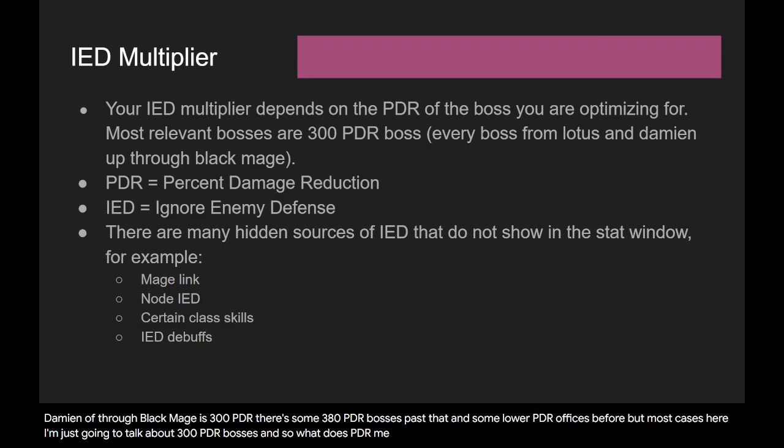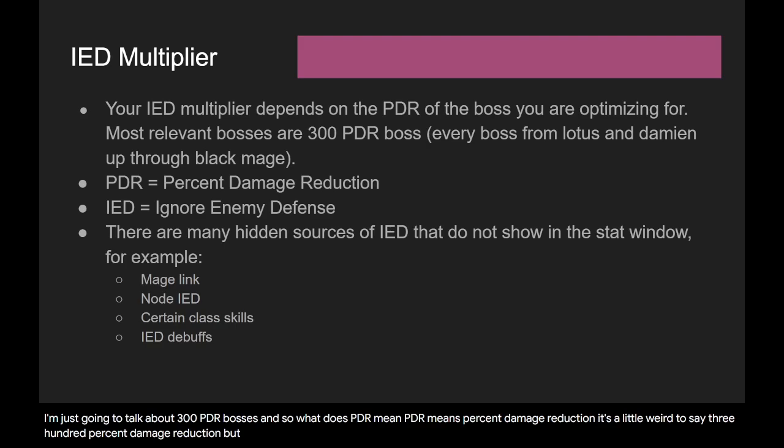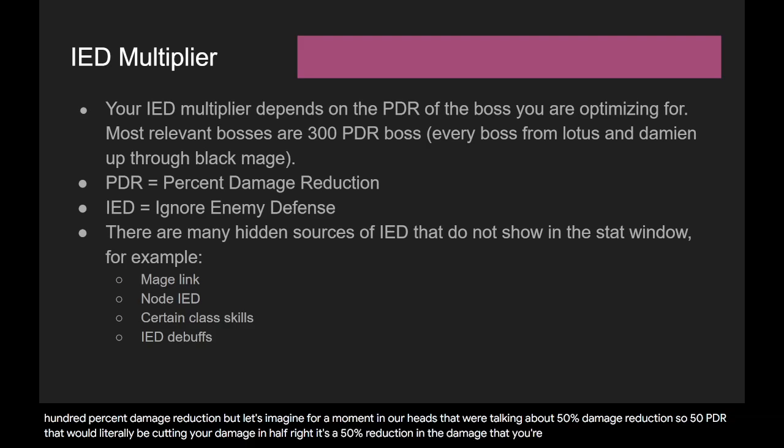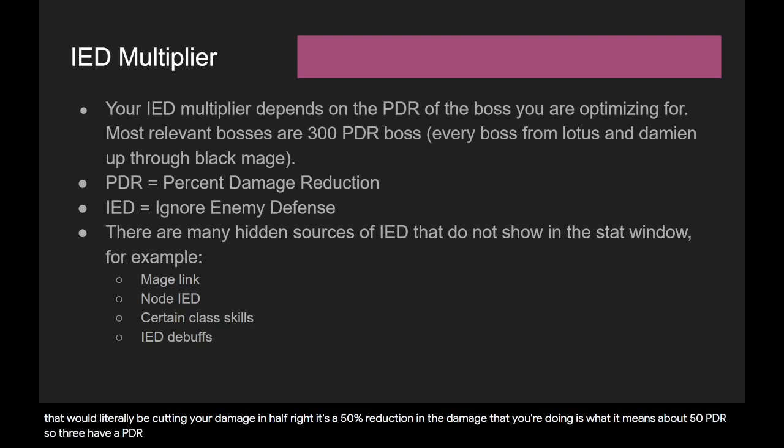So what does PDR mean? PDR means percent damage reduction. It's a little weird to say 300% damage reduction, but let's imagine for a moment that we're talking about 50% damage reduction. So 50 PDR would literally be cutting your damage in half, right? It's a 50% reduction in the damage that you're doing. So 300 PDR sort of sounds like you'd be doing negative damage or something. The game handles that by just making you hit ones if there's enough PDR.